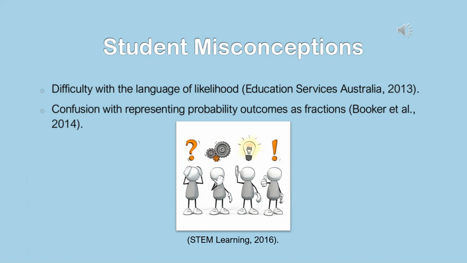Some students may also experience difficulty when representing probability outcomes as fractions, as recognised by Booker and others. Only the higher achievers or students in the KitKat group will be required to do this. If these students are having trouble, then they can refer back to the probability scale on the whiteboard, which has each of the probability fractions clearly labelled on it. The teacher could also spend some time working with this group in order to provide them with more clarification.